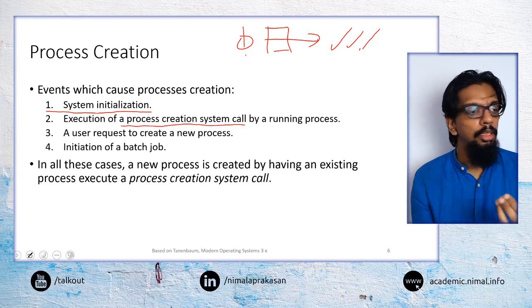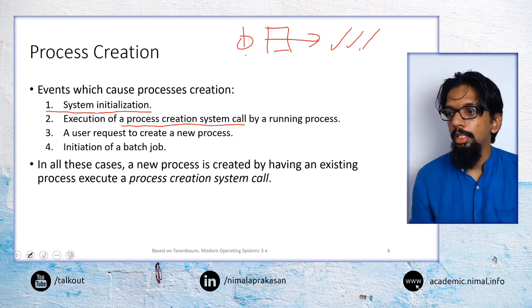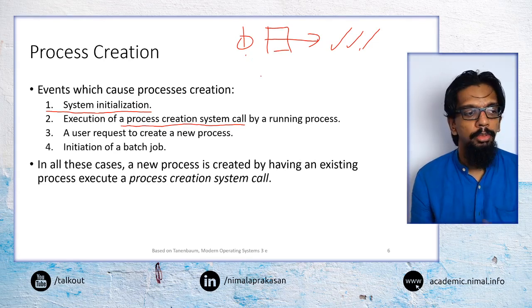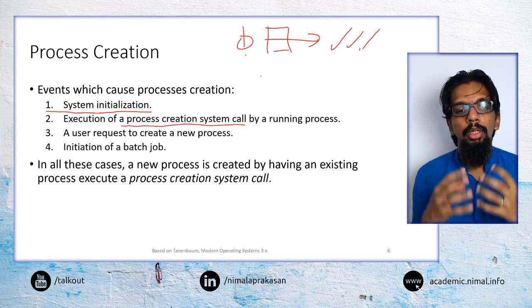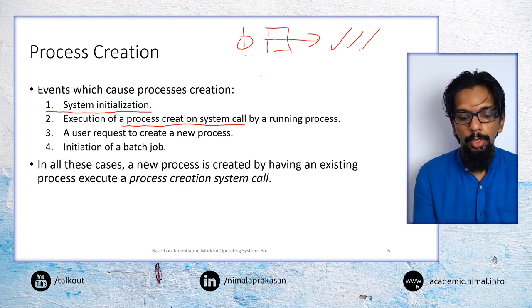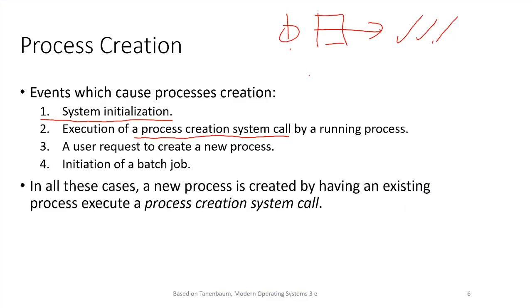Then the third category of process creation is what we call when a user requests a process to be created.